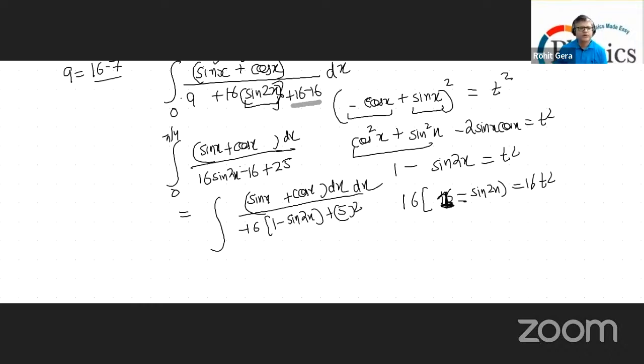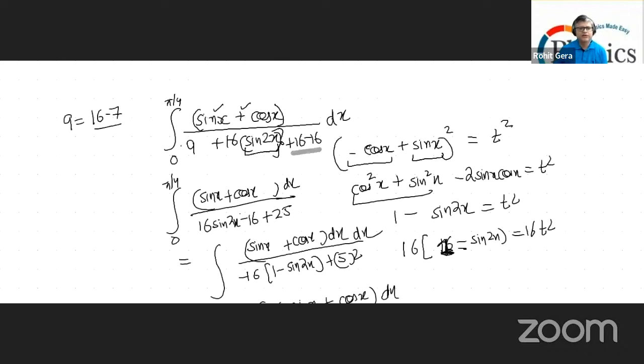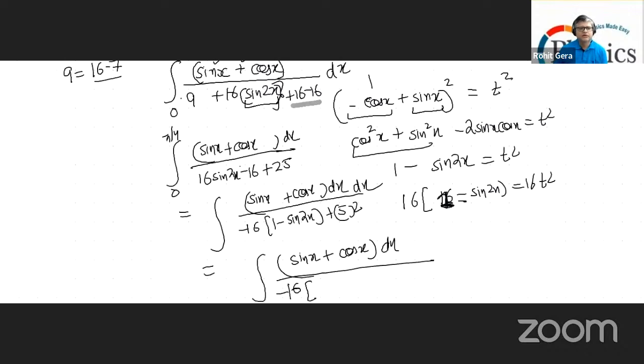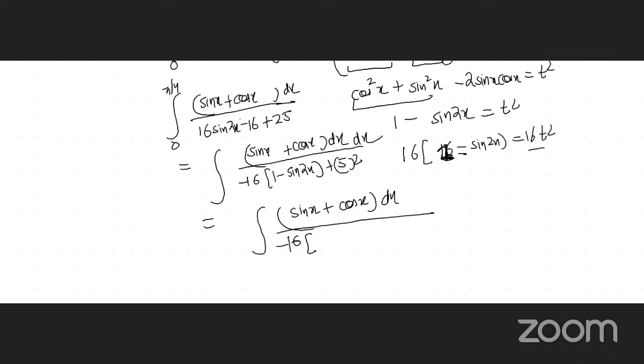And now I will use this property that in the denominator I have a term whose derivative is available in the numerator. So this will become minus 16 and 1 minus sine 2x, right? So 1 minus sine 2x is equal to t square, so 16 times it is equal to minus 16t square.